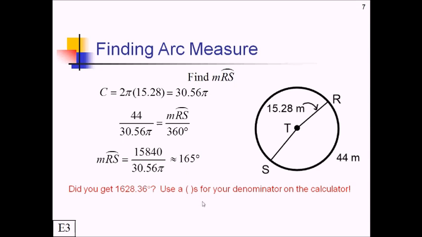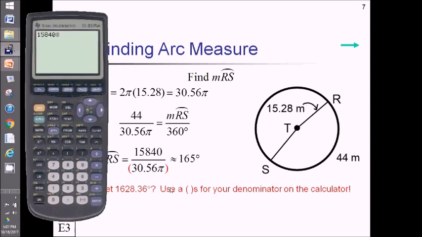So what may have gone wrong here is you might need to use parentheses in your denominator on your calculator. So I'll show you on mine. So I've got 15,840 divided by, and then I'll open a parenthesis, and we'll do 30.56, and then second and the pi button over here, close parenthesis, equals, there's my angle of roughly 165 degrees.